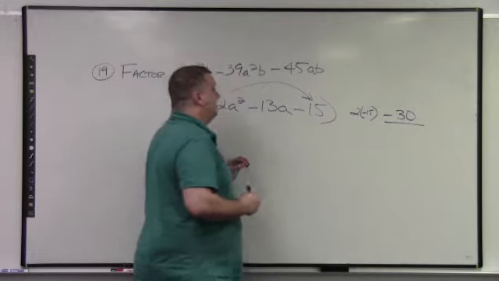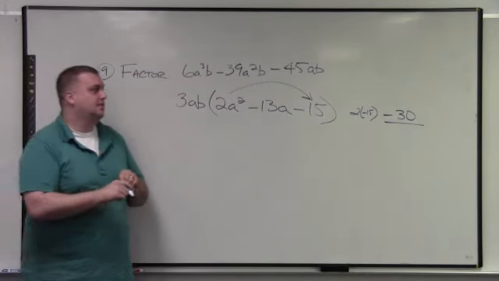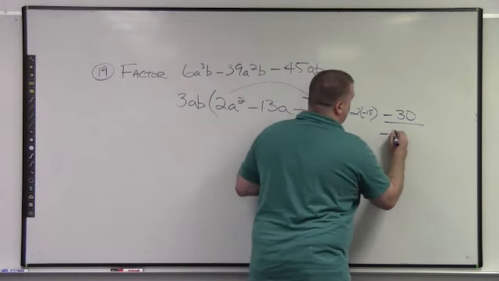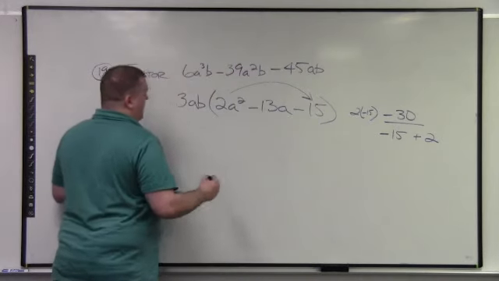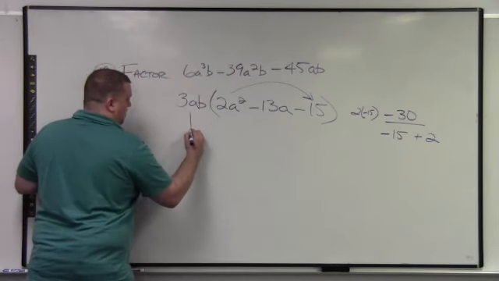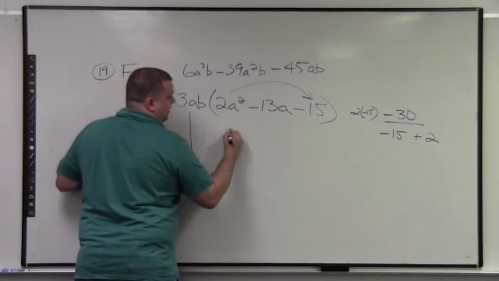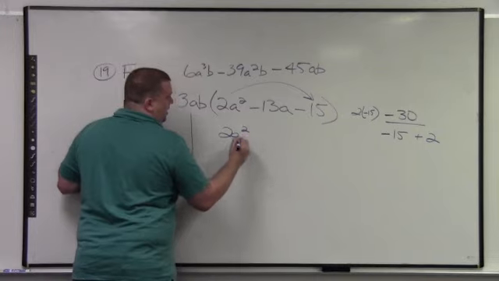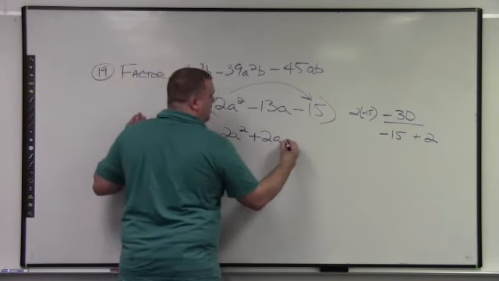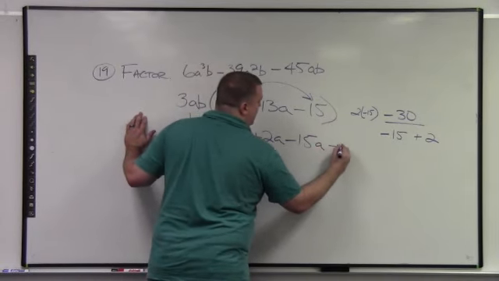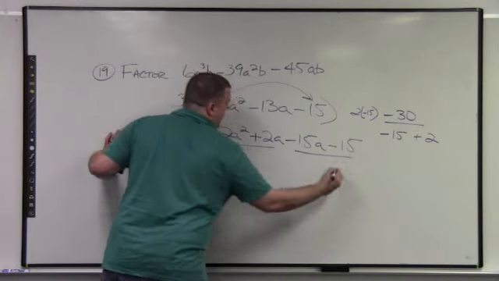Are there any factors of negative 30? 15 and 2. What would the signs in those have to be? Negative 15. Plus 2. So I'm going to rewrite this. Don't forget about our 3ab. We won't worry about it for right now, but remember it will be part of the answer. So 2a squared plus 2a, minus 15a, minus 15. Do my grouping from here.